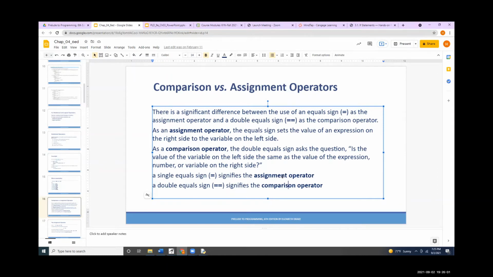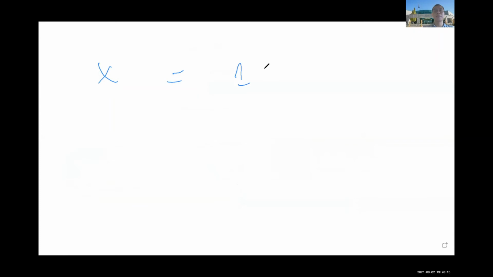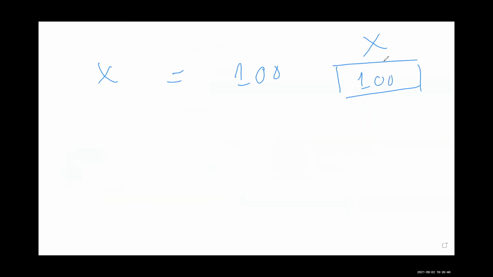Okay, just remember. Now let me tell you something here. So think about this one. When you put x equal to 100 here, what do you think happened with this one? Actually, this is assignment. So if you have a variable named x in memory, after this it assigns the value 100 in that memory. That is assignment, right?